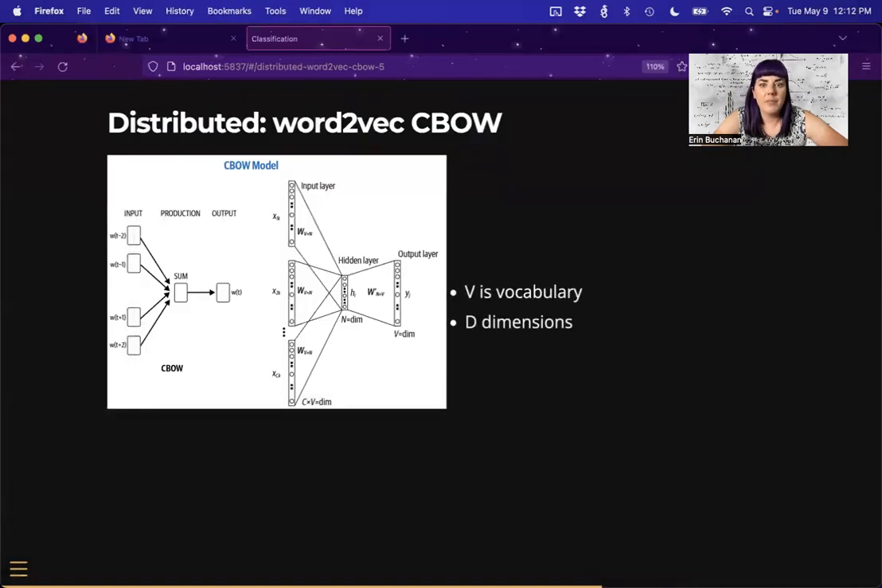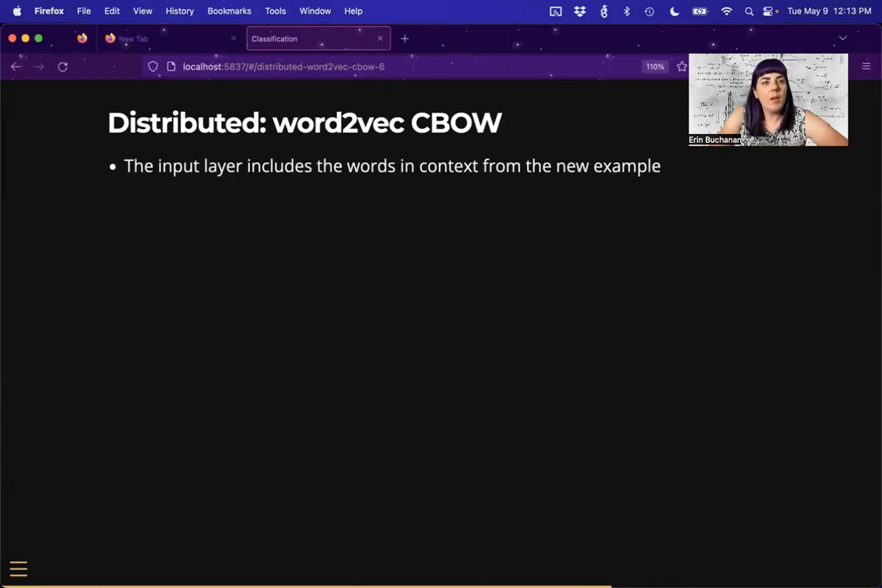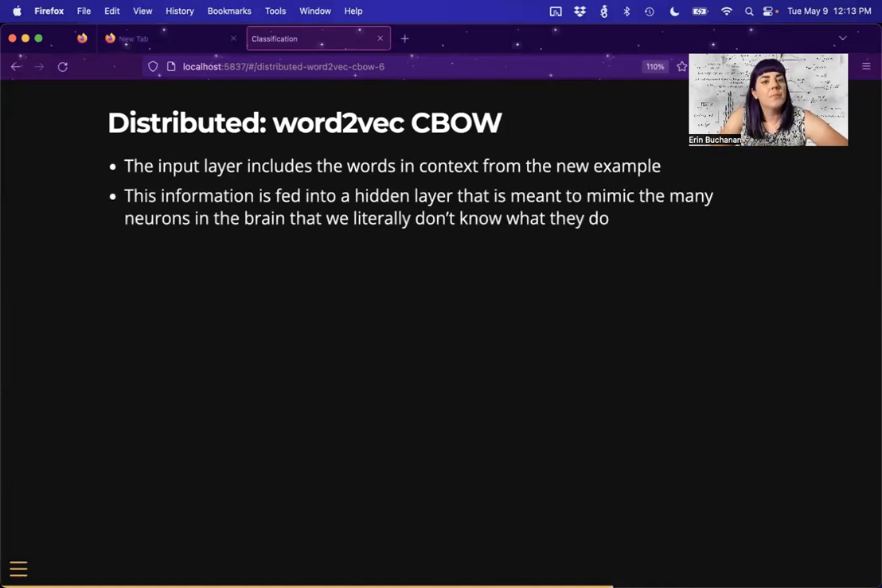Now, how does it do that? So V is vocabulary here, D is for dimensions. W is window, and X is the current context window that you're inputting. It's the input to the system. And Y here is our predicted word. All right, so the input layer includes the words and context from a new example. This information is fed into the hidden layer.